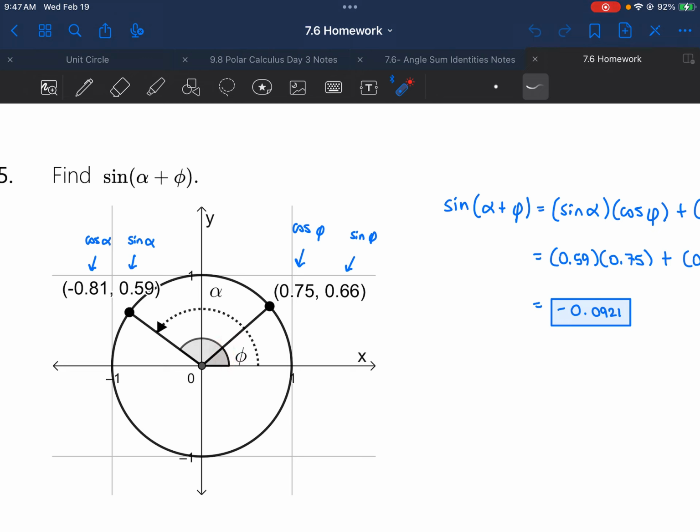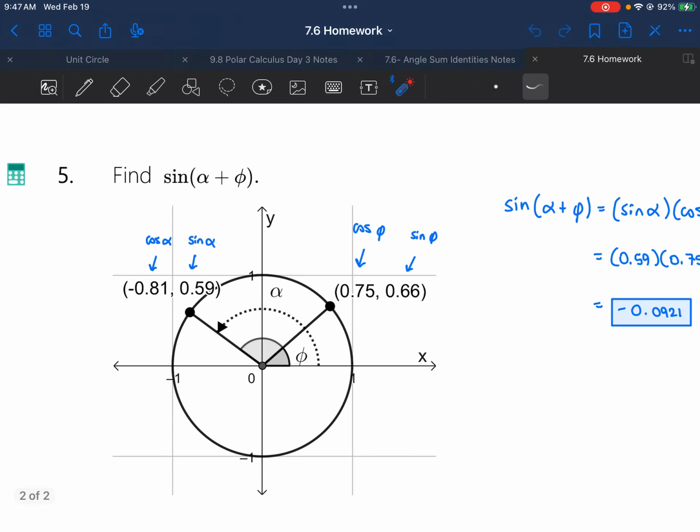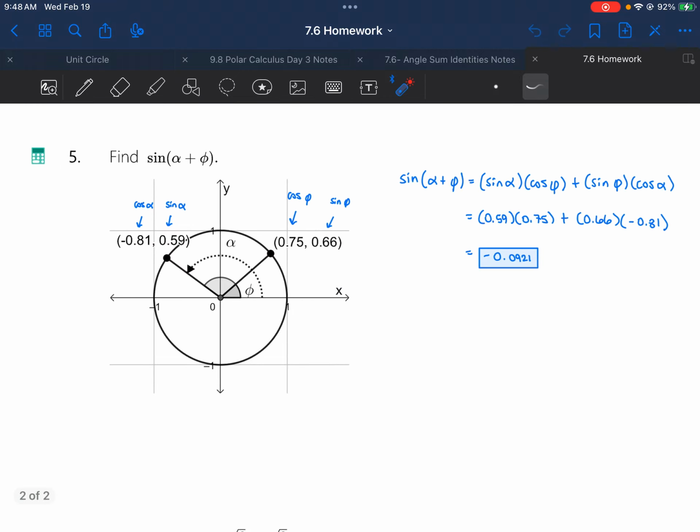Okay, this is angle phi. So this 0.75 is cosine of phi. This 0.66 is the sine of phi. And then here's angle alpha. So this negative 0.81 is the cosine of alpha. This 0.59 is the sine of alpha.